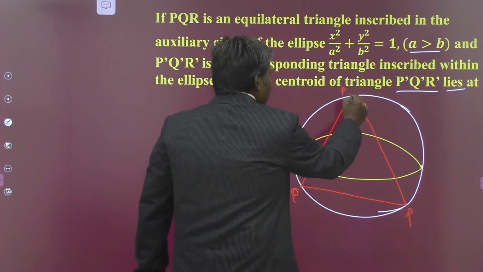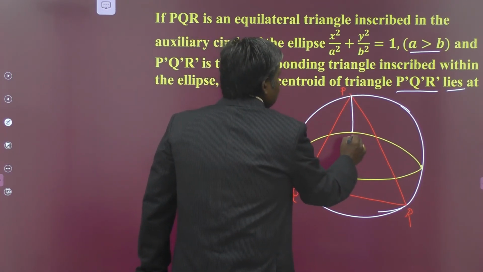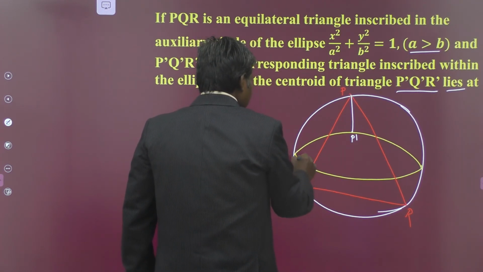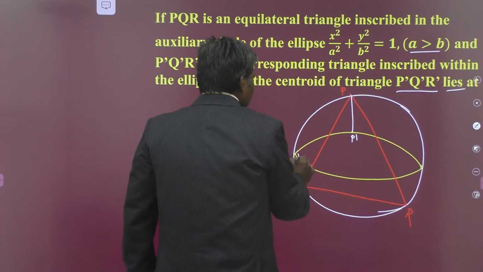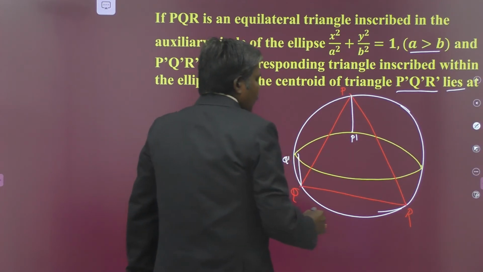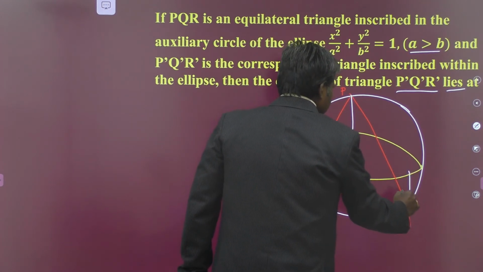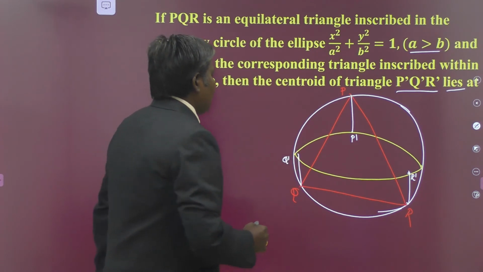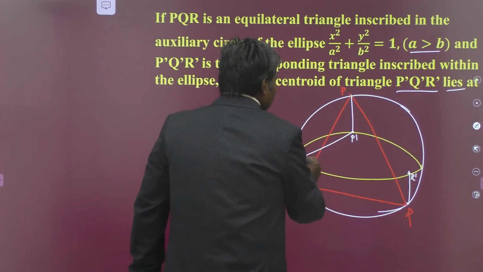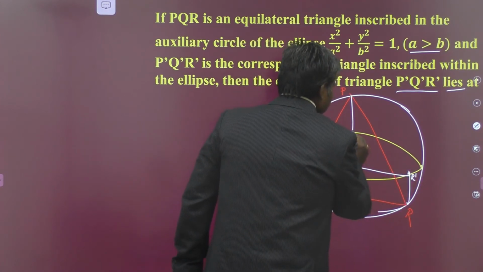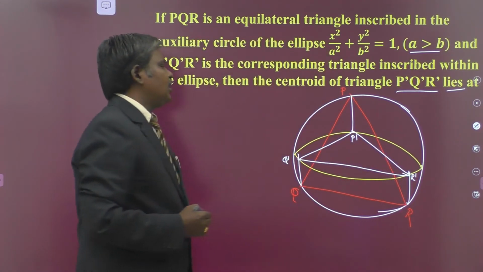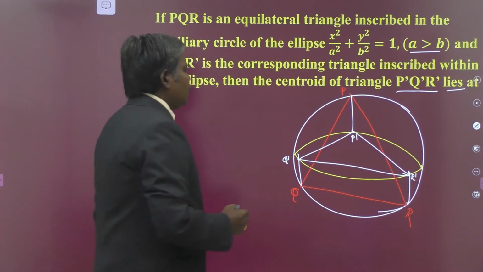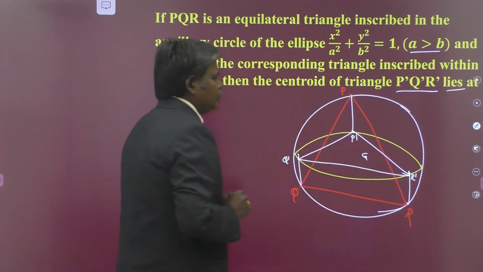Now the corresponding point we mean, draw the ordinate, this is P dash. Draw the ordinate to here, this is your Q dash. And draw another ordinate, this is R dash. P dash, Q dash, R dash is another triangle which is inscribed in the ellipse. Which is inscribed in your ellipse. Now we have to find out the centroid for this triangle. This is the question.